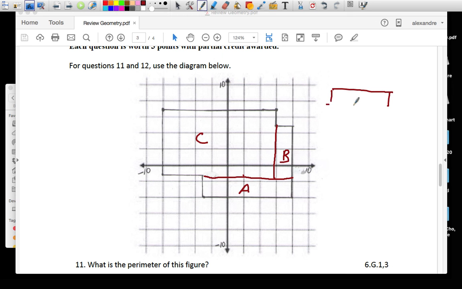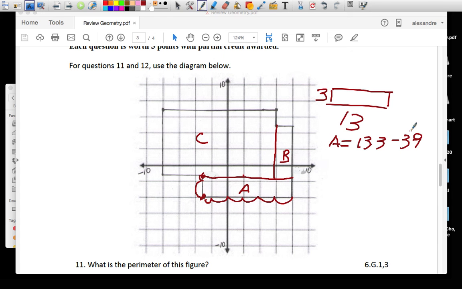Rectangle A, let's draw it out. Well, from here to here, it's 2 units plus 1, so that makes my height 3. From here to here, well, let's start here. 2, 4, 6, 8, 12 plus 1, 13. So that's 13. Area is base times height. So you get A equals 13 times 3, which equals 39. So that's the area of A.